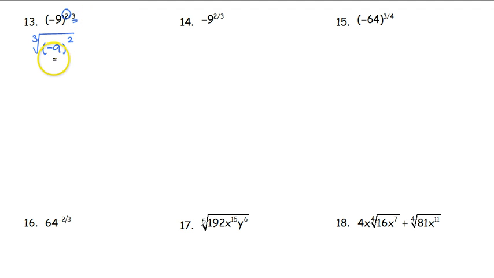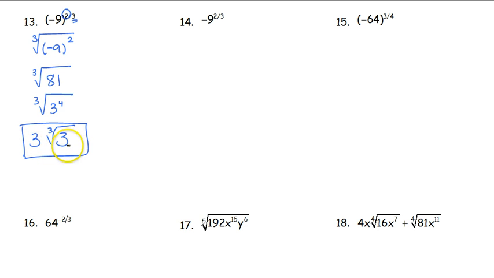Because I'm squaring a negative, that means we're going to have two negatives, which makes it a positive, so this is the cube root of a positive 81. We can rewrite 81 as 3 to the 4th power. We need 3, we have 4. We can bring one of those 3's to the outside, and that leaves 1 left over on the inside.